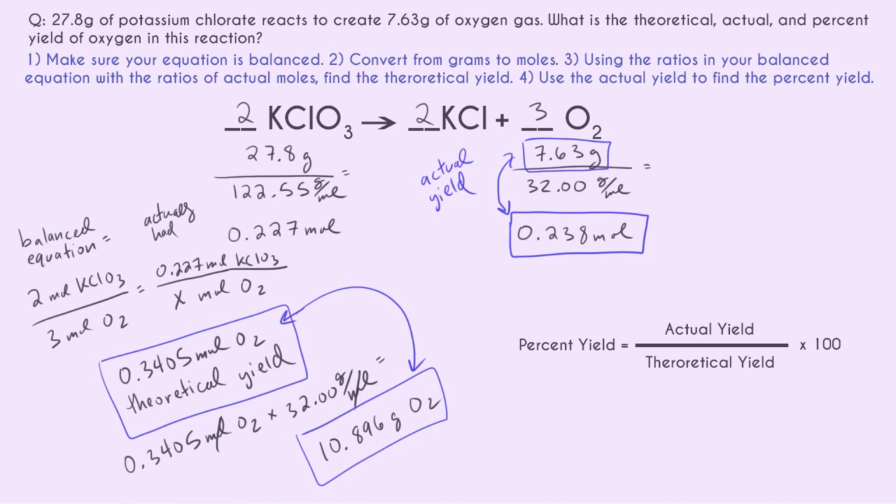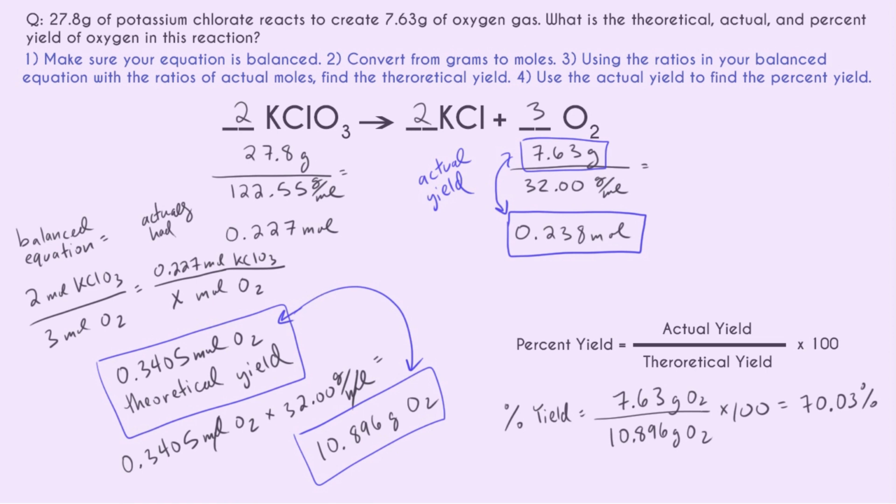And now we're ready to go ahead and find the percent yield, because we have both the actual and the theoretical yield. So let's go ahead and just plug into an equation. All right, so you can calculate this in grams or in moles. It doesn't matter, you'll get the same answer. And so our percent yield was 70%. We made 70% of what we could have made theoretically. So not that great, not super terrible either.